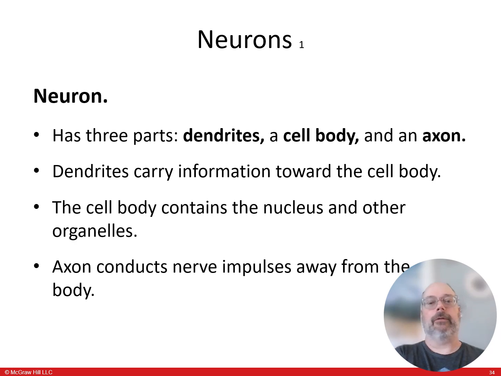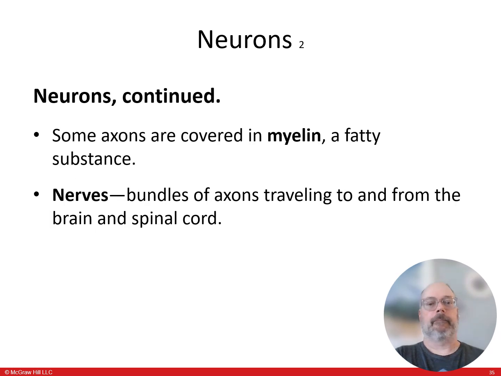All right, so a neuron is a cell. It has 3 distinct parts. The dendrites, the cell body, and axon. The dendrites look like little tentacles. The cell body is typically round, but it can be other shapes. And the axon is like a long, skinny tail. Some neurons can be myelinated, so they're covered with a fatty protein substance called myelin. And nerves are defined by bundles of axons traveling to and from the brain and the spinal cord.